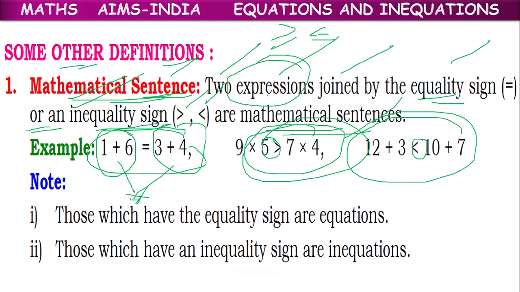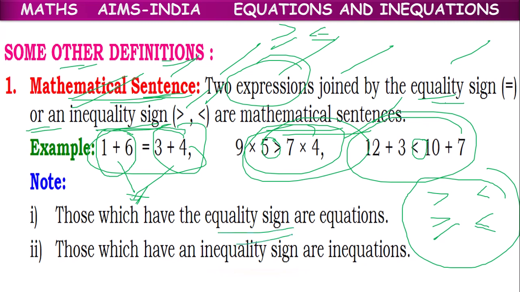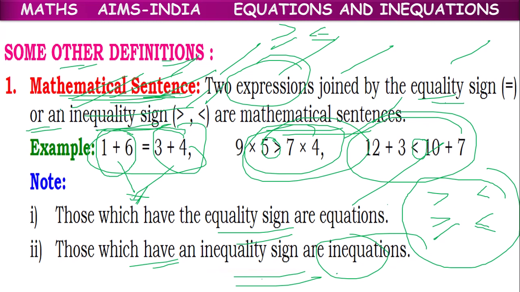Mathematical sentence means expressions joined with the help of an equality sign or inequality sign. Greater than, less than, greater than or equal to, less than or equal to, these are all inequality signs. Those which have an equality sign, that mathematical sentence is called an equation. Those which have an inequality sign, that mathematical sentence is called an inequation. So mathematical sentences are of two types. If they have an equality sign, they are called equations. If they have an inequality sign, they are called inequations.